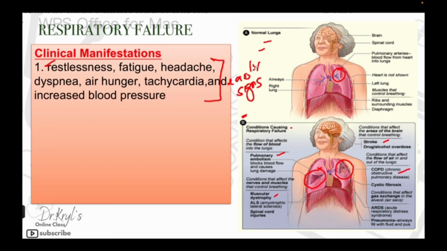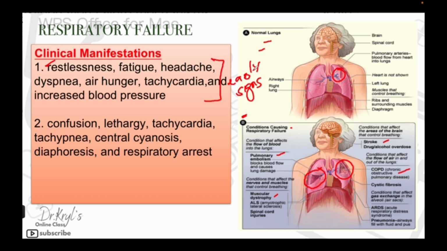And as hypoxemia progresses, more obvious signs may be present. That includes confusion, lethargy, tachycardia, tachypnea, central cyanosis, diaphoresis, and respiratory arrest na kung hindi na talaga siya na-carry. Okay? And ito, pag nag-progress na yung kanyang pagkakaroon ng hypoxemia. Naalala nyo kanina sa ating description ng acute respiratory failure, di ba?